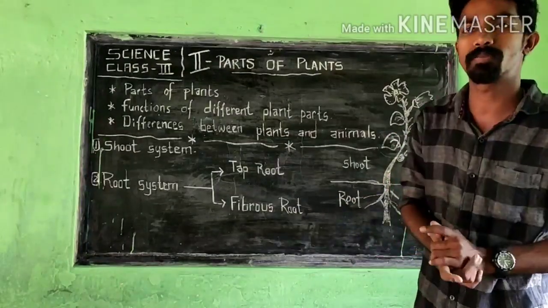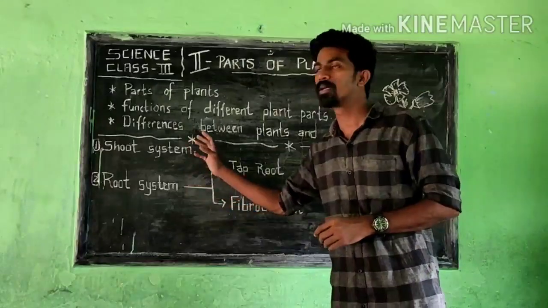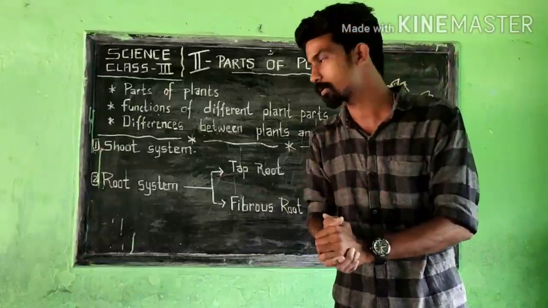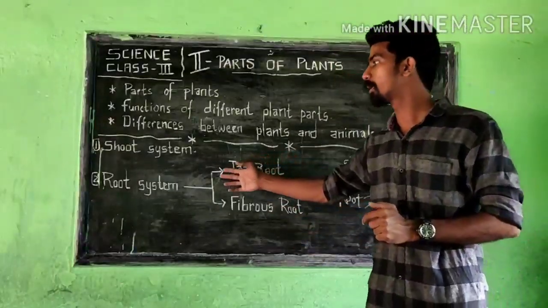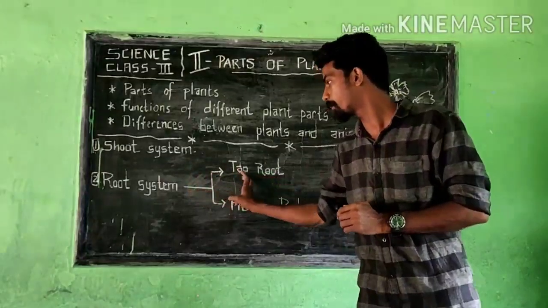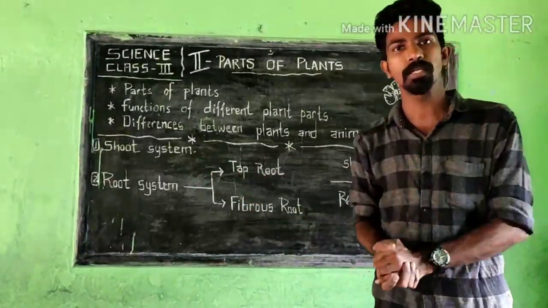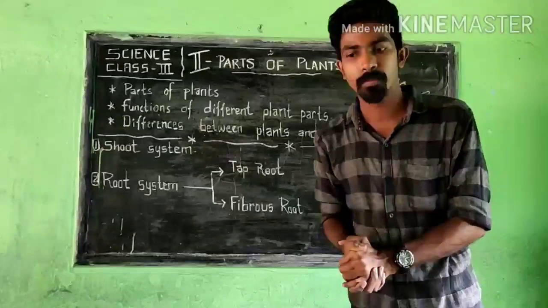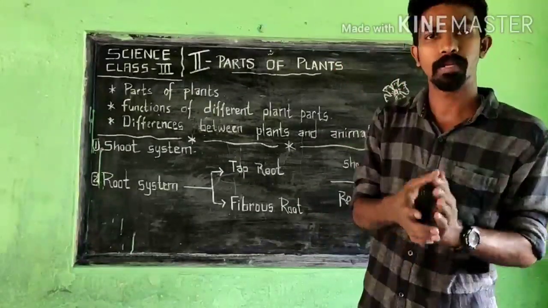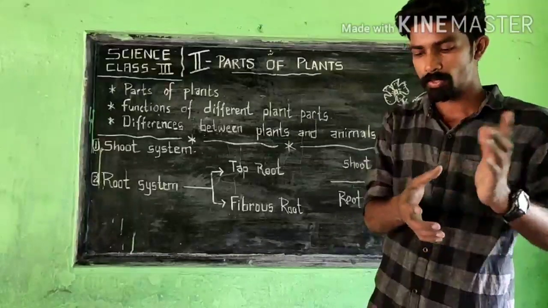After that, we studied the different functions of the root. I already explained them. Last, we studied the different types of root: tap root and fibrous root. I have already given examples also. I think all of you understood this. Just read the chapter once again to get it better.